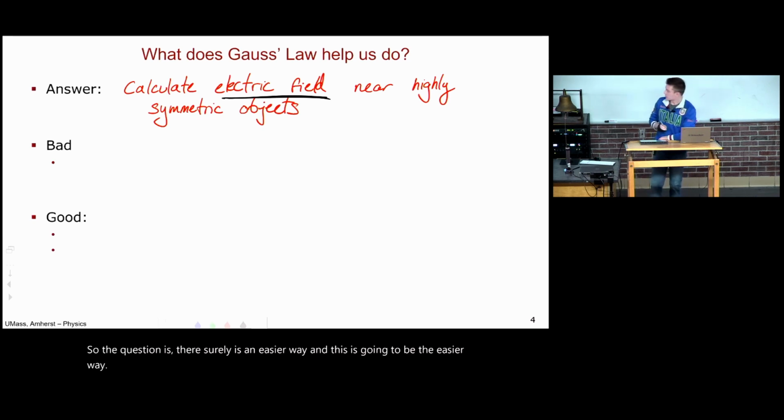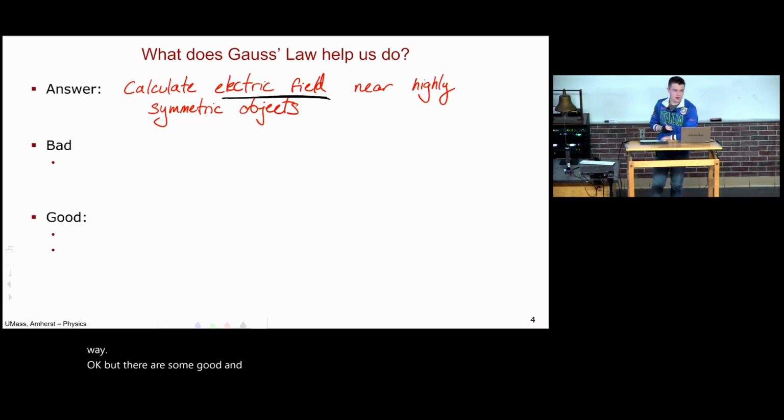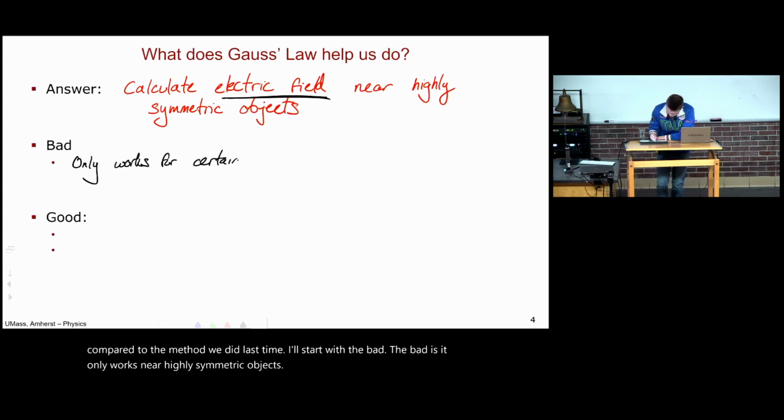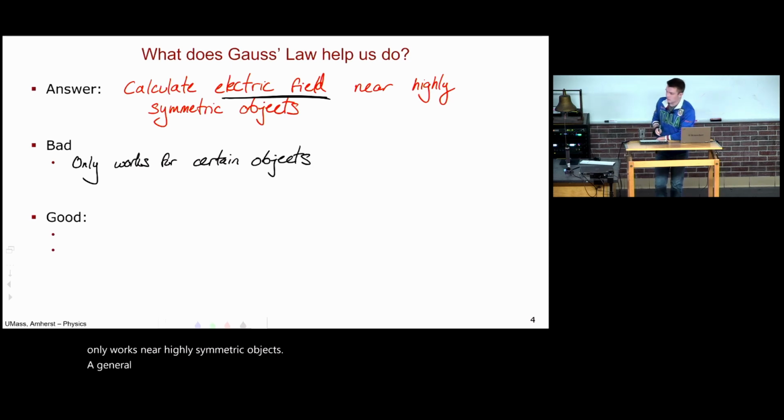Okay, but there are some good and bad things to doing the Gauss's law method compared to the method we did last time. I'll start with the bad. The bad is it only works near highly symmetric objects. A general object, even a ring, you cannot use this because they have to be symmetric.